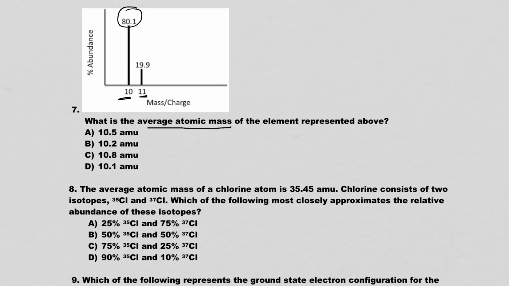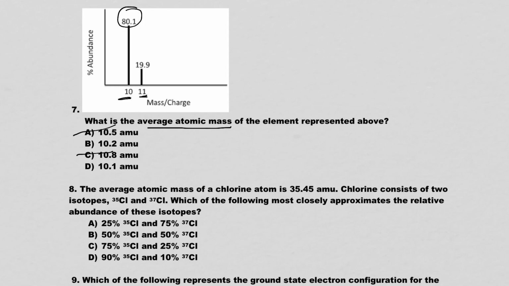So if the majority of the sample, 80%, has a mass of 10, we know that's going to skew the weighted average towards 10. Looking at the answers, I can see there's no way it could be A, because 10.5 is exactly in the middle, which would indicate 50% of both masses. And there's no way it could be C, because 10.8 would represent that the 11 mass must have the highest percent. So it must be B or D.